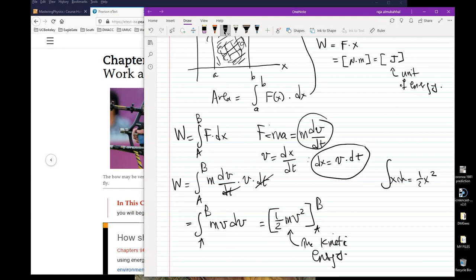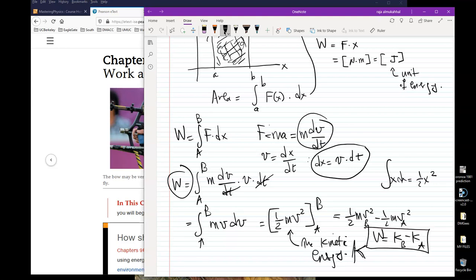Okay? The kinetic energy. If I give it the symbol K, this can be written as 1/2 m v_b squared minus 1/2 m v_a squared, which makes it K_b minus K_a. You see that? And that's equal to the what? Equal to the work.